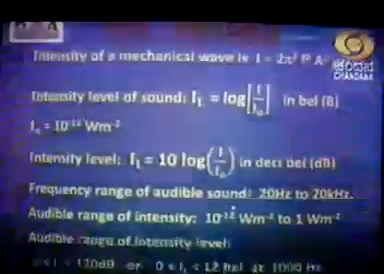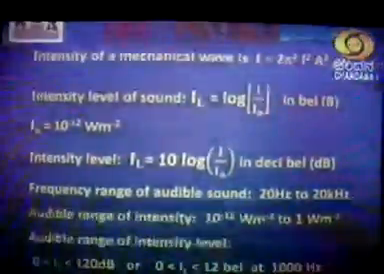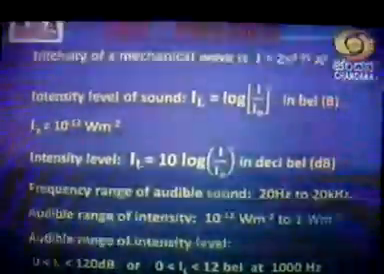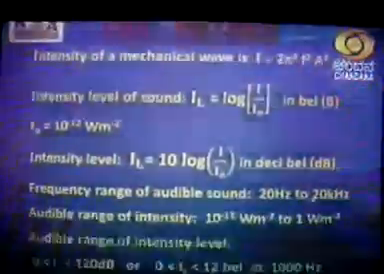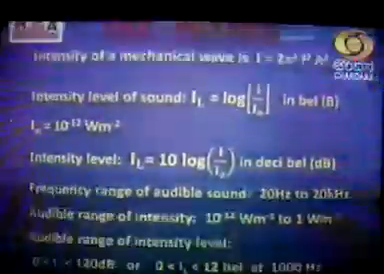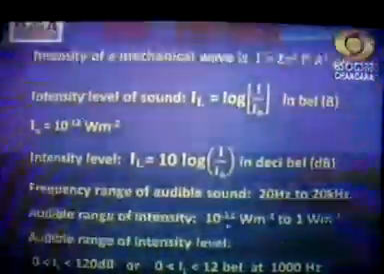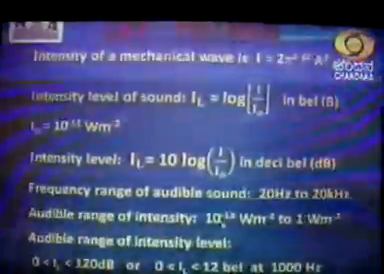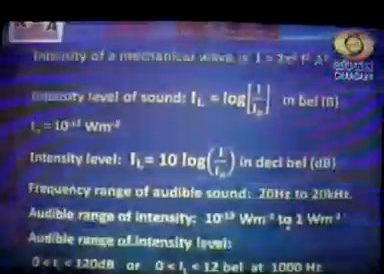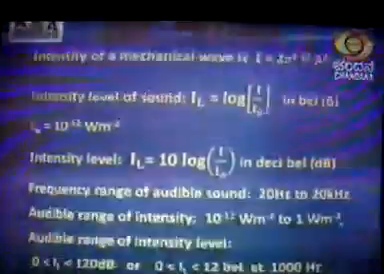And the frequency range of audible sound is 20 Hz to 20 kHz. That is, the frequencies between 20 Hz and 20 kHz are audible. Human beings can detect only these frequencies, but some animals can detect frequencies beyond these as well. Next, audible range of intensity. That is, the minimum intensity we can detect is 10 to minus 12 watt per meter square. It's considered the standard intensity. And the maximum intensity which we can tolerate is 1 watt per meter square.